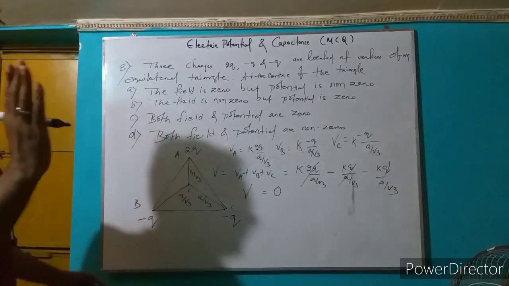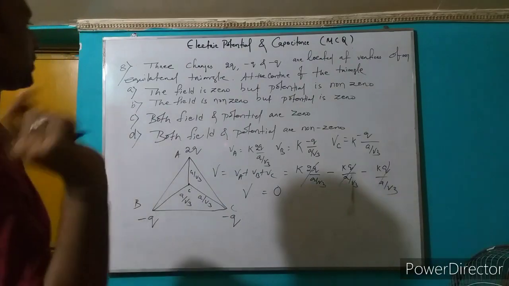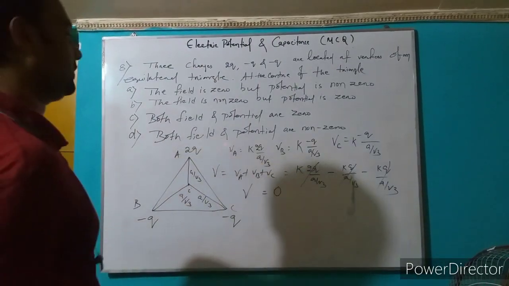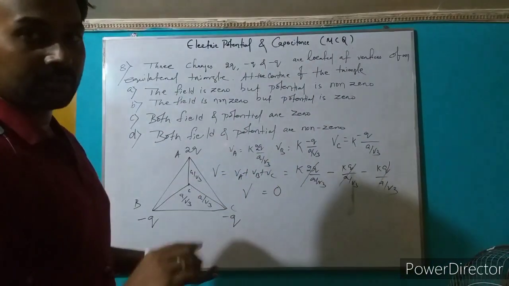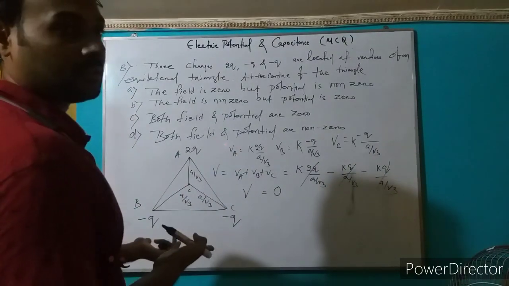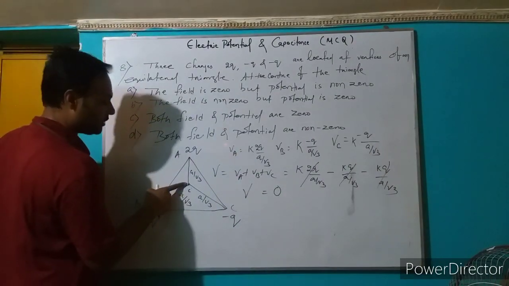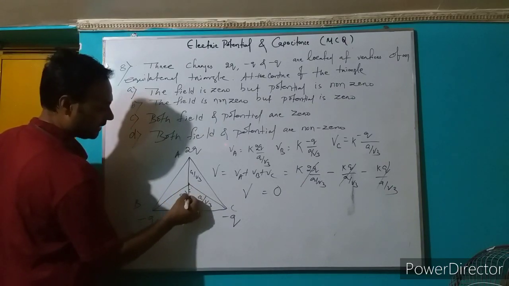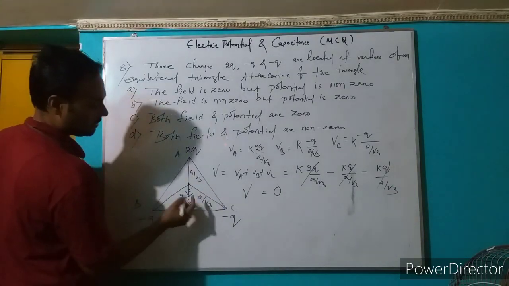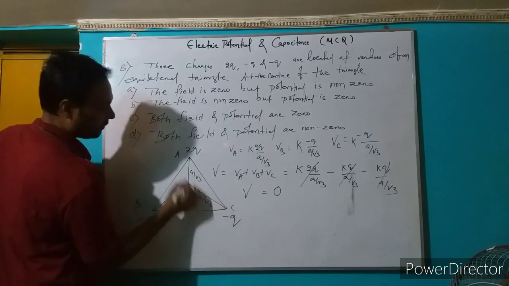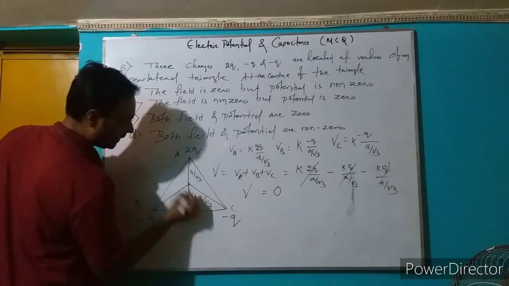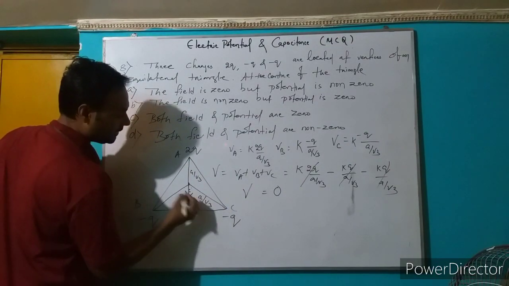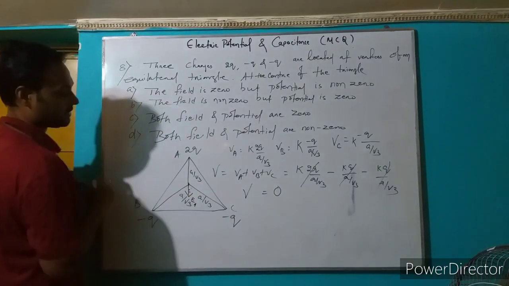Electric field intensity is a vector quantity, that's why it has some direction. If the directions cancel out, then it becomes 0. Electric potential at that point is due to the first 2Q charge. Its direction is like in that direction. That means electric field intensity due to this charge is in this direction.